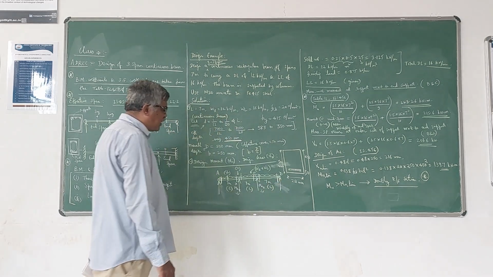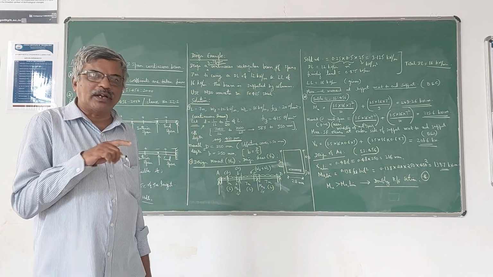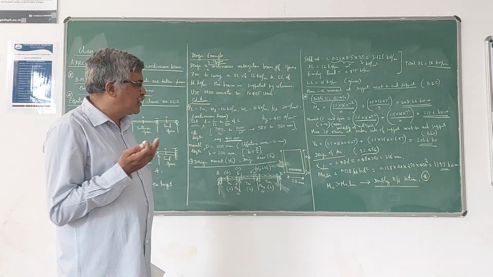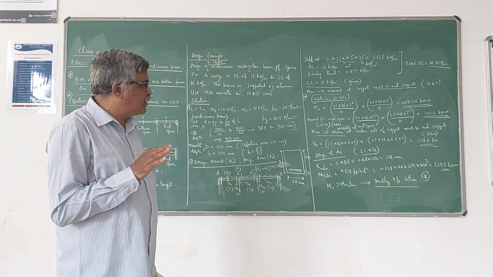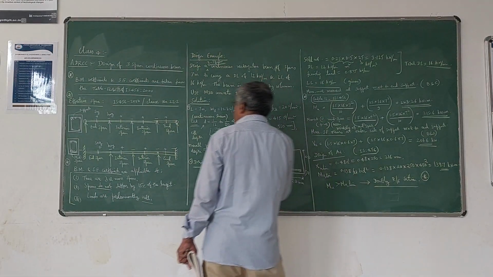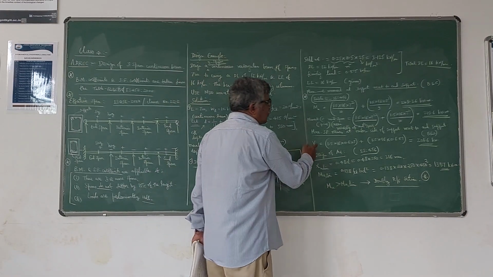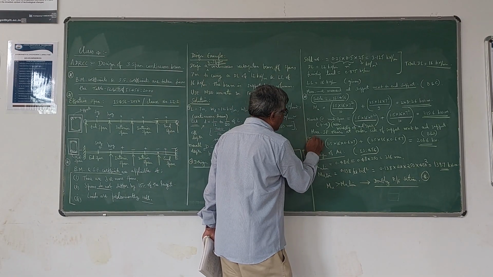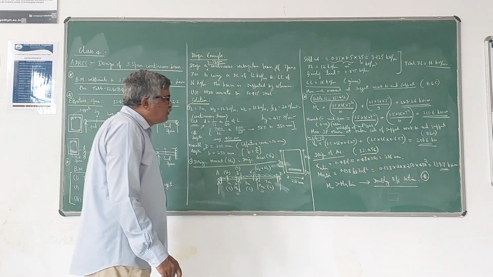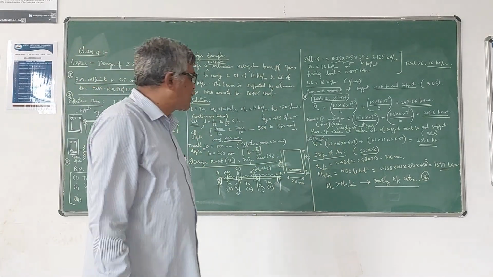Whereas in the case of a simply supported beam, what happens? At supports we have the maximum shear force, at mid span we have the maximum bending moment. Now here also we have to use the coefficients. For bending moment coefficients you have to use table 12. For shear force coefficients you have to use table 13.